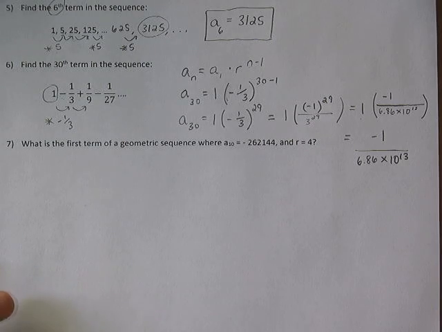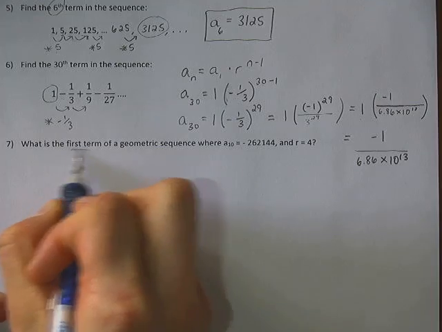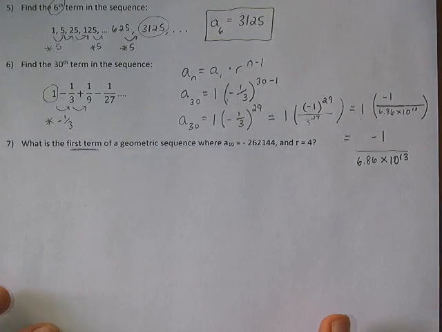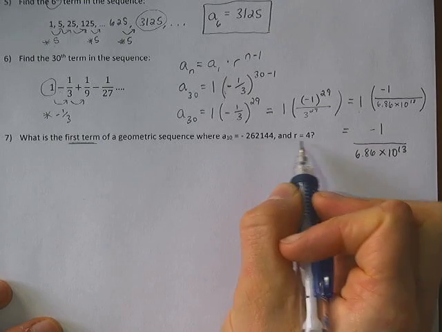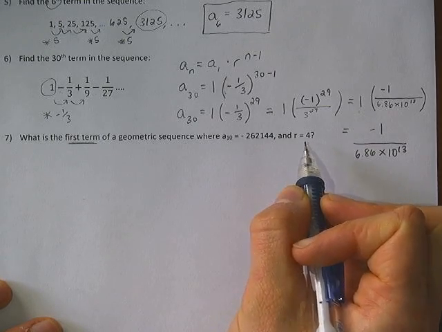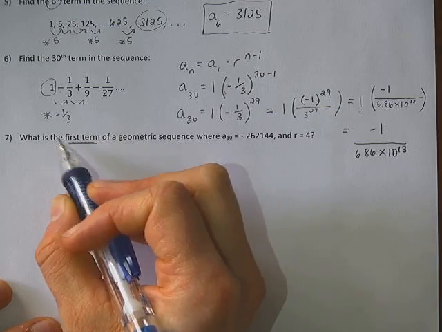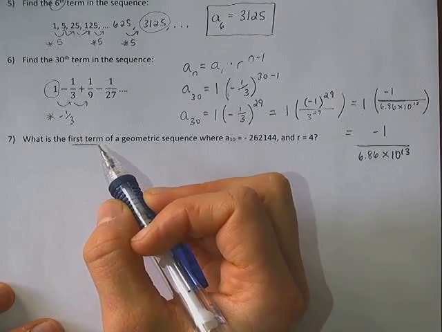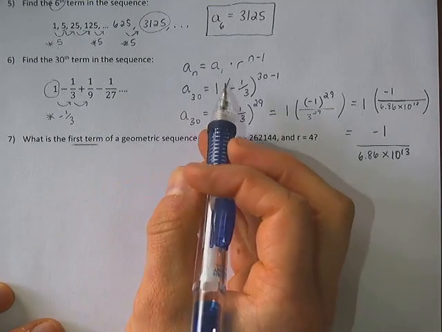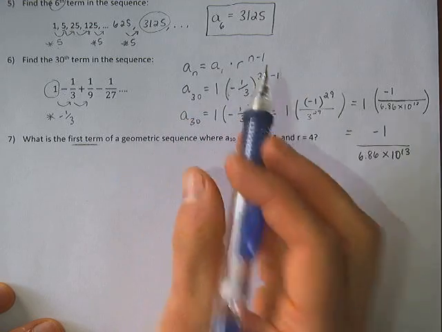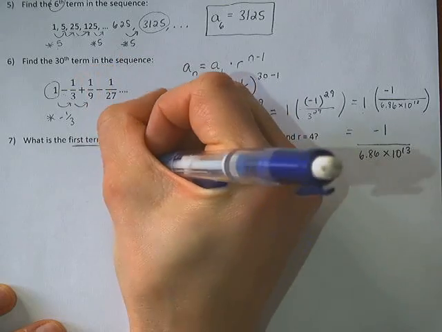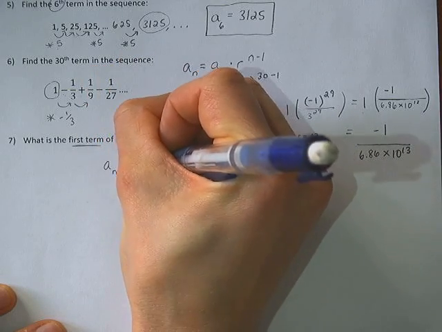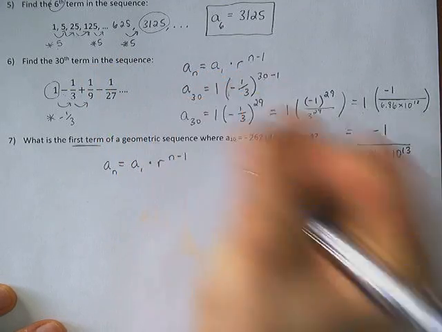Okay, so then the last problem, it says what is the first term of a geometric sequence where the 10th term is that, and the common ratio is 4. Because it's asking you for something other than the next term, I would think explicitly about it. So we're going to copy down the explicit formula again, and this is one of those problems where you're going to have to be clever. We're going to see how we can use this equation to help us find that answer.